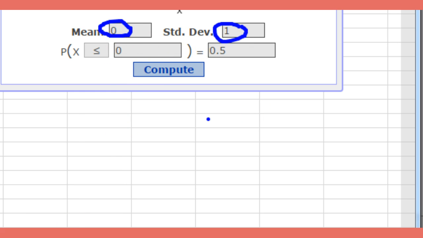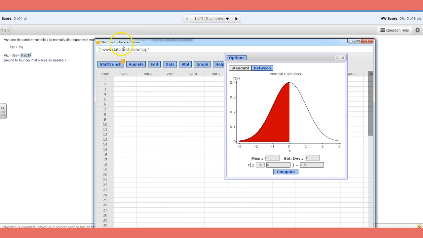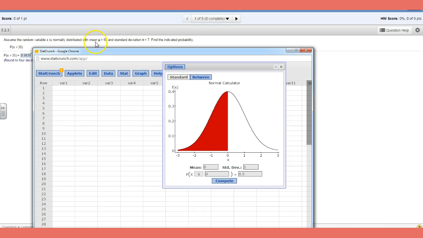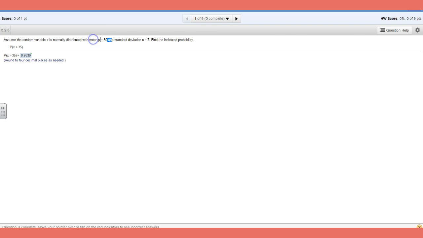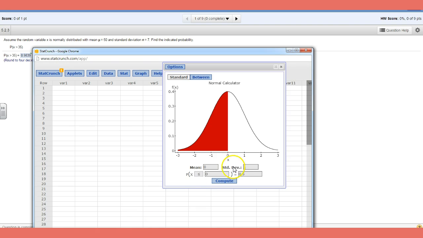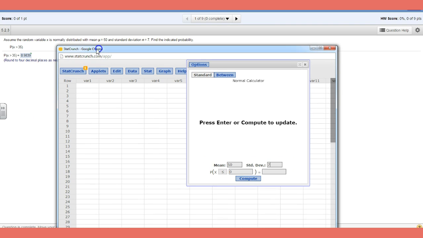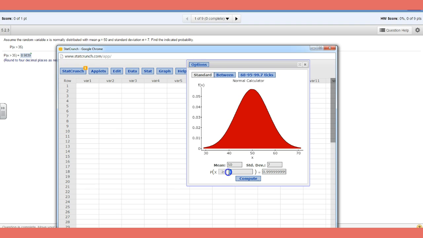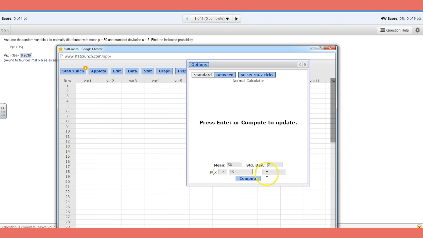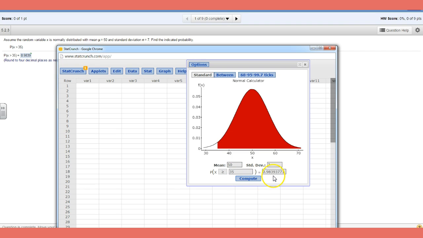before you go ahead and compute. So I'm going to take a look at what my mean is. My mean here is 50 and my standard deviation is 7. So I'm going to plug that in here. Mean is 50 and standard deviation is 7. And I'm trying to find the probability of x greater than 35. So I'm going to change this to greater than 35 and compute.